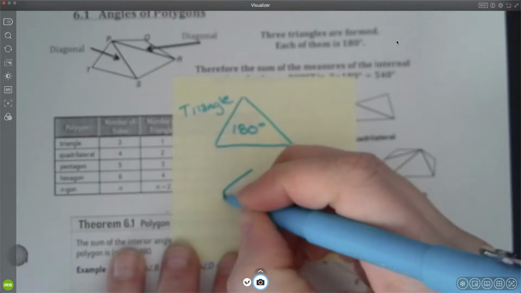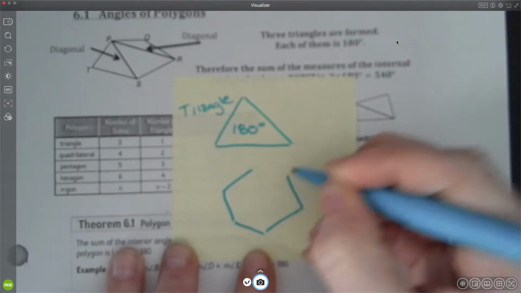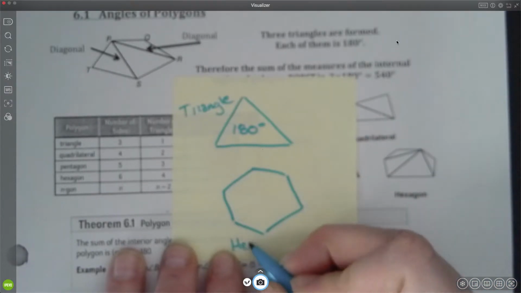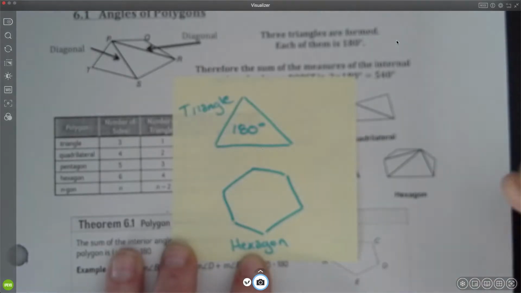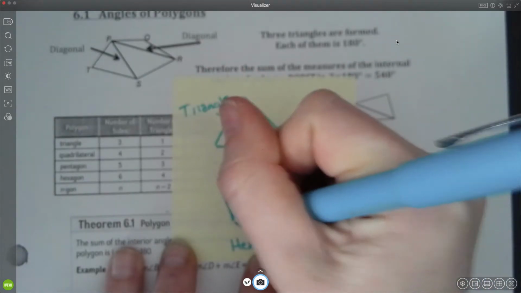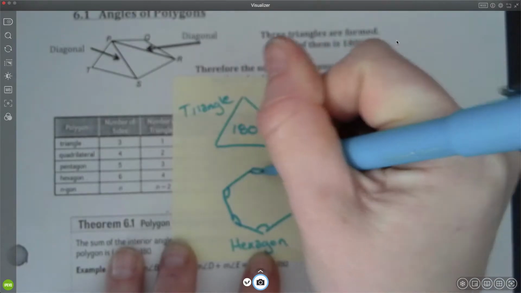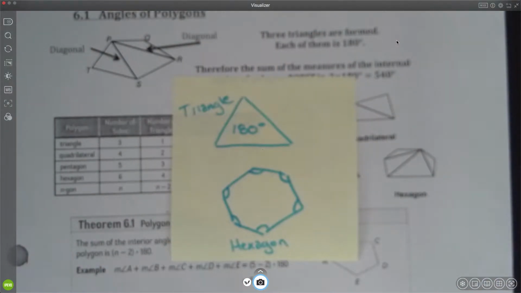But let's say I have a hexagon. Okay, let's say I have a hexagon, and I want to know if I add up all of those angles, how many degrees that will be. Okay, more than 180, right? More than 180. Okay, so we have to figure out what we can do to figure out how many degrees all of those are. It's going to be more than 180, right? Okay, so how can I use the knowledge that I have that one triangle is 180 degrees to then figure out what a hexagon is?